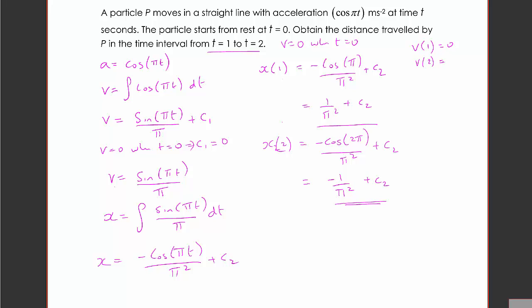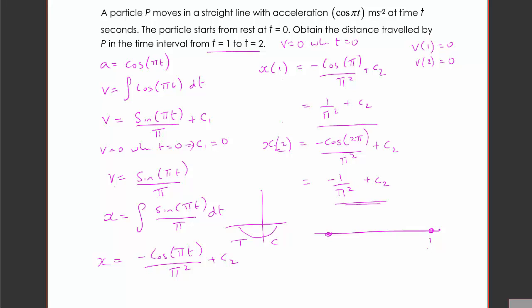Velocity at 2 would also be 0. And if we think about the sine, we're going from sine of pi to sine of 2 pi. It's all down here, and in these quadrants, the sine is negative. So we're traveling in the same direction the whole time. So basically, we don't have to worry about it turning around and coming back.